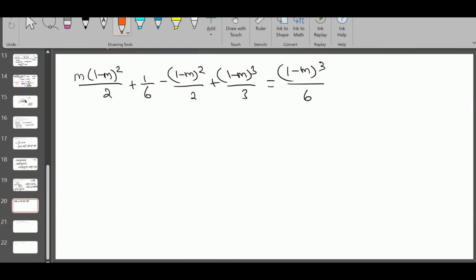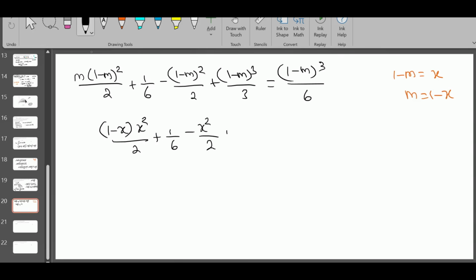So to simplify it, I'm going to take 1 minus m is equal to x, or p, let's say. I'll take it as x. So x is basically 1 minus m. I'm going to replace, m is 1 minus x. So I'm going to replace m by 1 minus x, times x square over 2 plus 1 over 6, minus x square over 2 plus x cube over 3 minus, put this also this side, is 0, right?